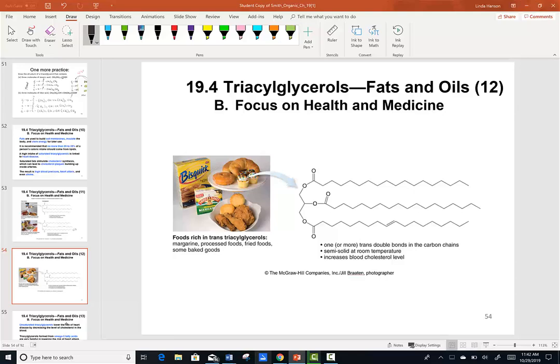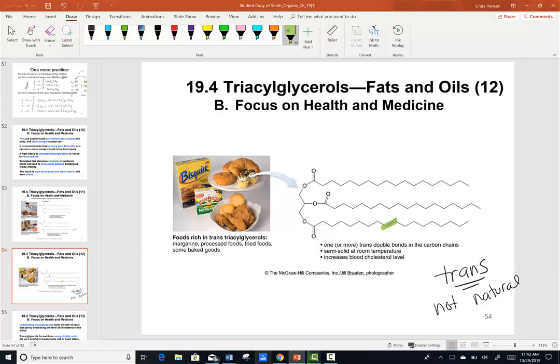Foods that are rich in trans triacylglycerols are margarine, processed foods, fried foods, and some baked foods. Let's emphasize this word trans. These are not natural. We do not find the trans configuration in nature. The trans configuration of a double bond is found only in processed foods, making them even more unhealthy than the saturated fats that have cis configurations.